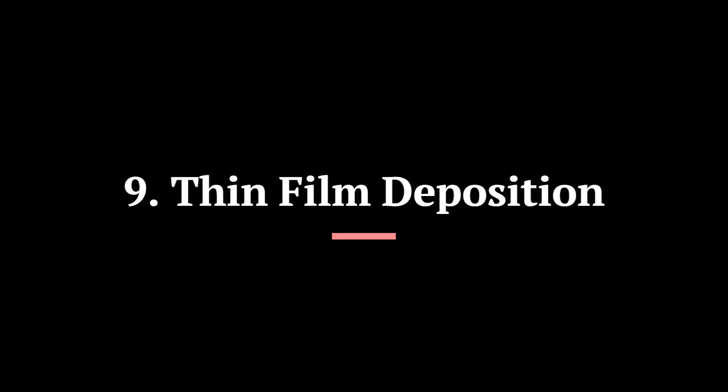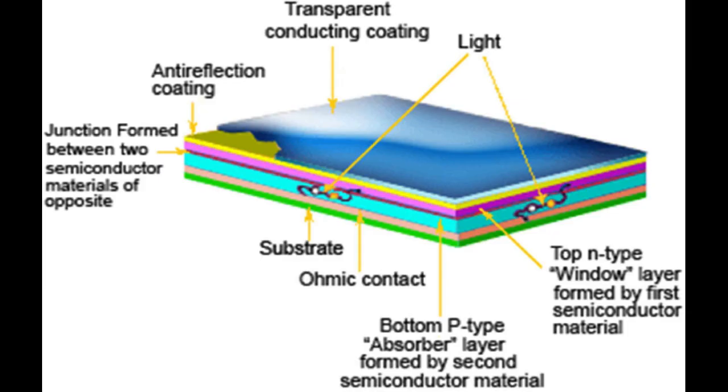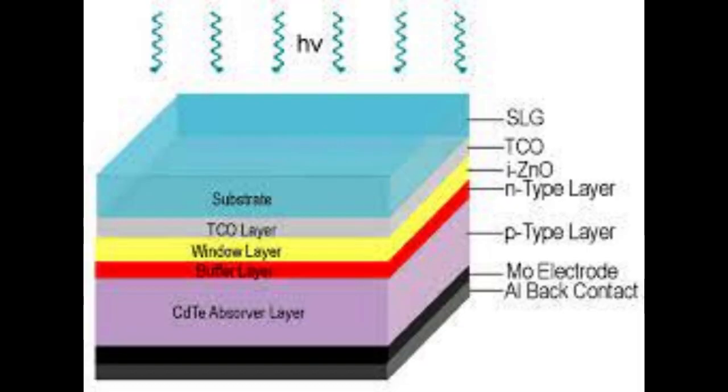9. Thin film deposition. Additional thin films, such as silicon dioxide, SiO2, or metal layers, may be deposited on the wafer using techniques like chemical vapor deposition, CVD, or physical vapor deposition, PVD. These thin films are used for insulation, interconnections, and other purposes.